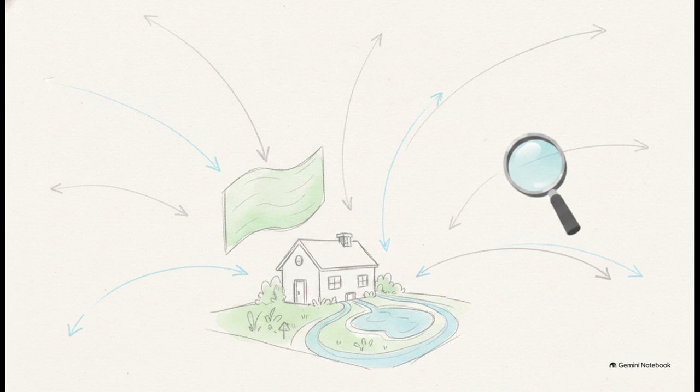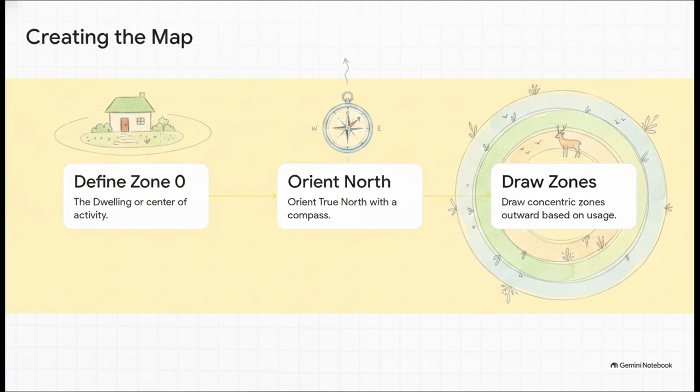Our job as designers is to map every single one of those arrows and make a deliberate choice. Do we block it? Do we channel it to use it? Or do we just let it pass right through? So, how do we actually do this? You'll need to grab a compass and head outside.